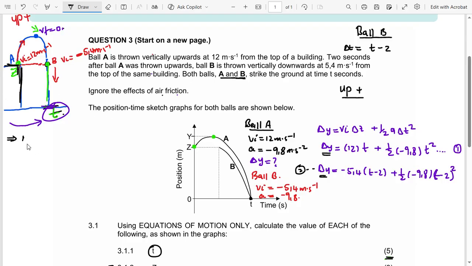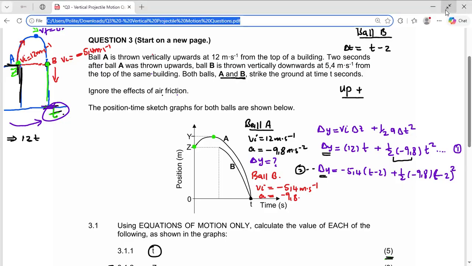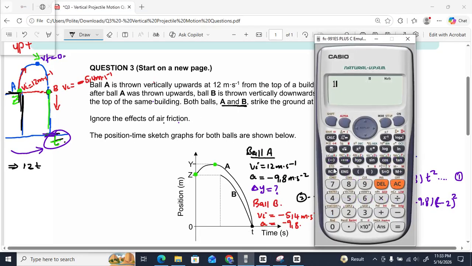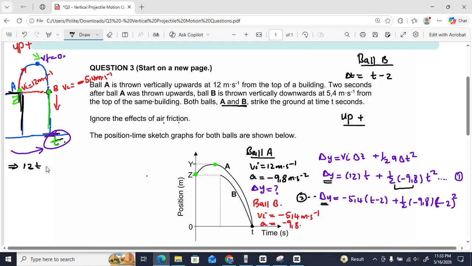So I can equate the two equations and say this will be 12t. Then look at this, half of 9.8. What is half of 9.8? If you punch that on the calculator, it's like saying half of negative 9.8 is 4 point something. And this gives us negative 4.9. So this will be negative 4.9.